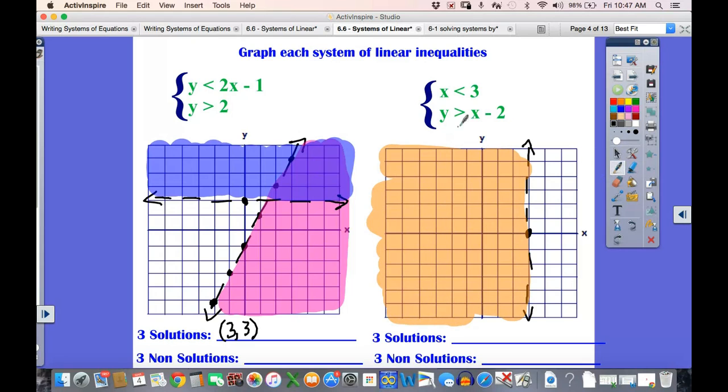All right, and then we have y is greater than x minus 2. So negative 2 is right here. Y is greater. Go up 1 over 1, up 1 over 1, up 1 over 1. So this line looks like this. And we have another dash line. Dash lines are popular in this season. And then this is greater than, so it's above the line. I wish I would extend this a little bit more so I could show you more.